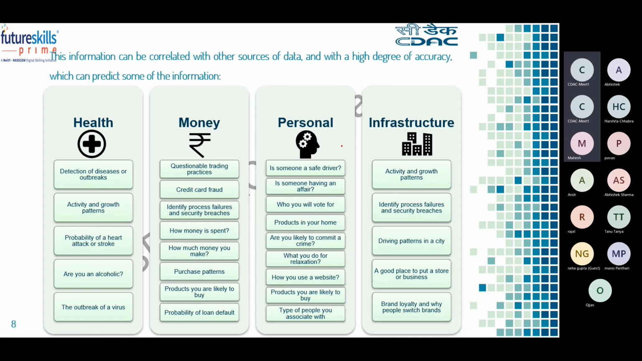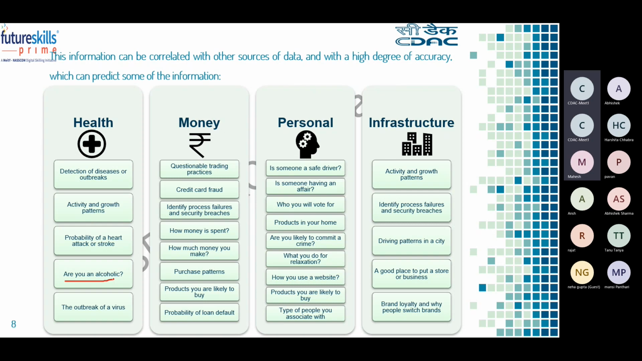Another thing, what can you correlate? After correlating this data, what can you get from all these posts? Like if you talk about health, you can find out whether a person is an alcoholic or not. If some person is sharing such types of memes, or uploading posts, or going to a bar and showing a photo with champagne or beer, you can identify whether a person is an alcoholic or not. This type of information can be predicted.